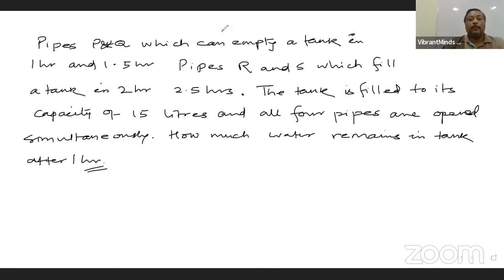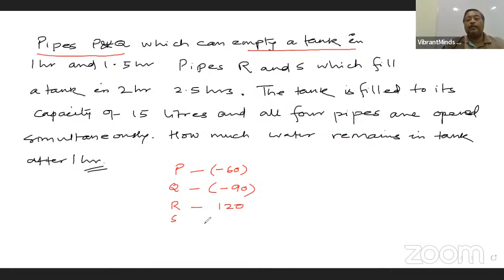these are your emptying pipes, P and Q empty. So P and Q, I will mark them as minus 60 minutes. I will consider everything in minutes. Minus 90 minutes. R and S are filling pipes. So 120 minutes and 150.